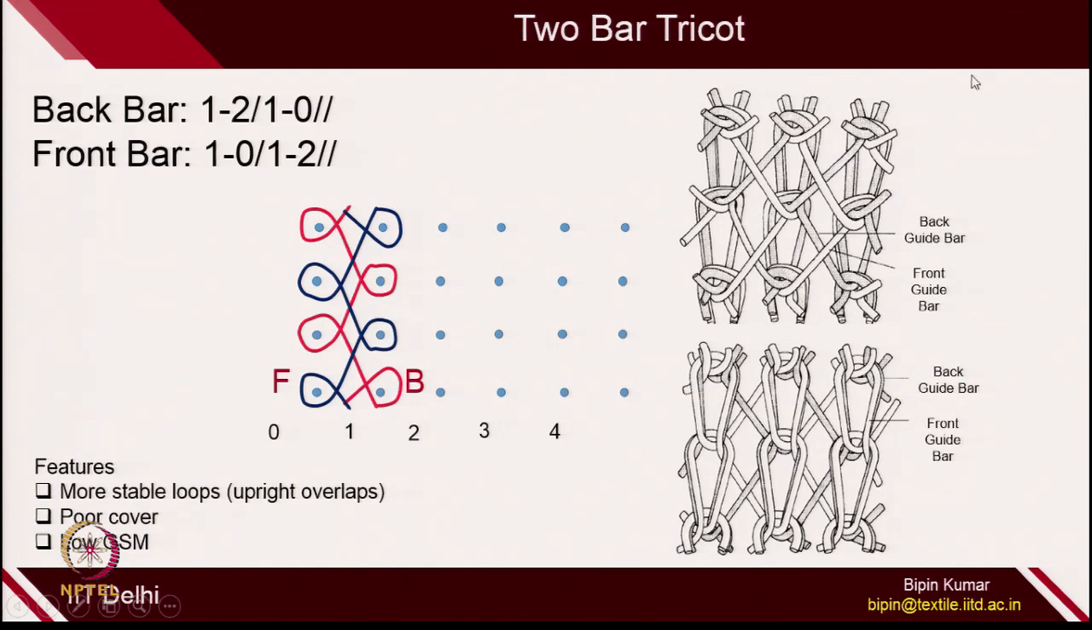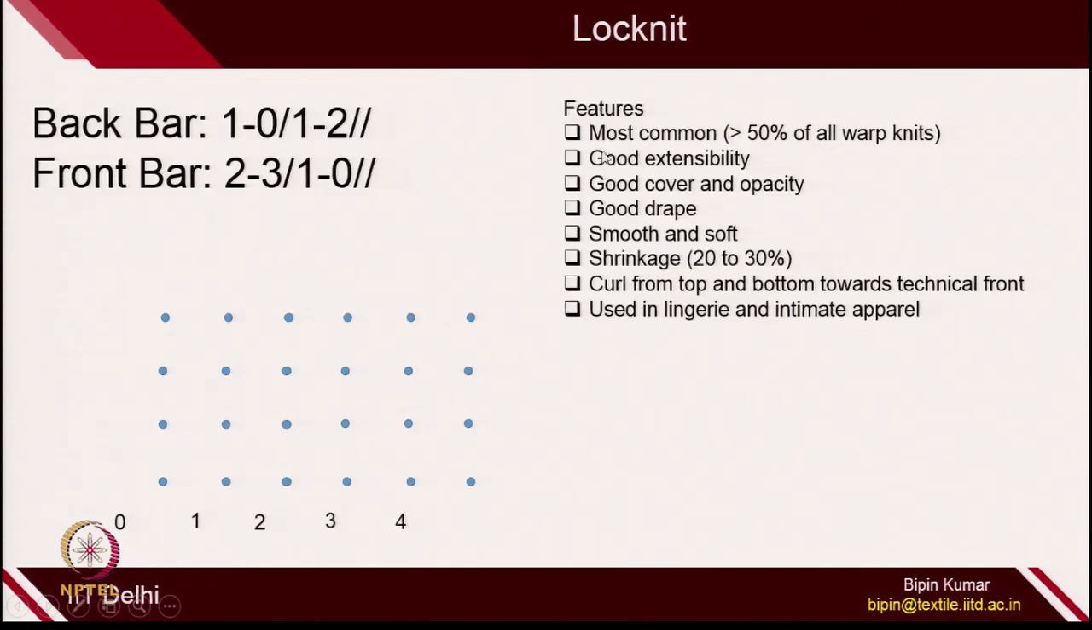Now, let us move to the next type of fabric structure, which is Locknit. Locknit is the most common fabric structure; it almost consists of 50% of warp knits. So, how do we make Locknit?